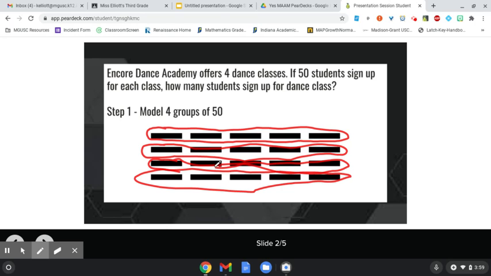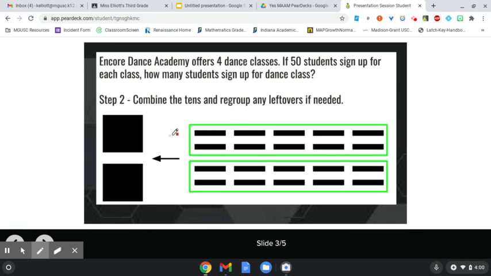I apologize that it is kind of sloppy. Hopefully the next slide looks a little bit better. Let's see. It does. I was right.